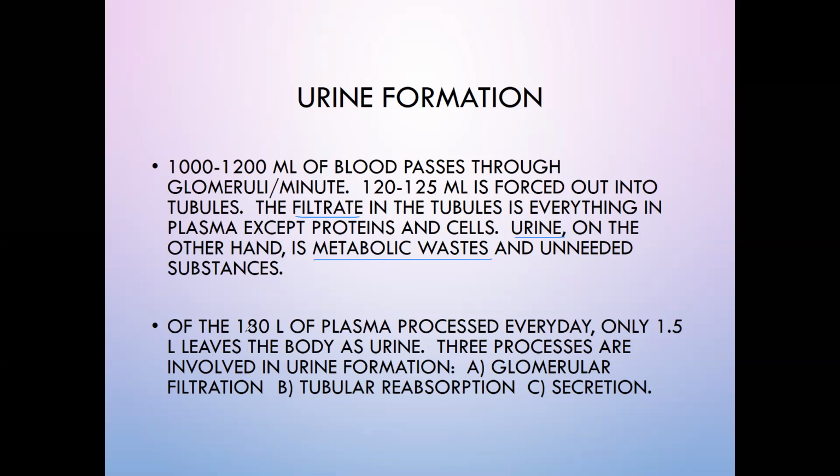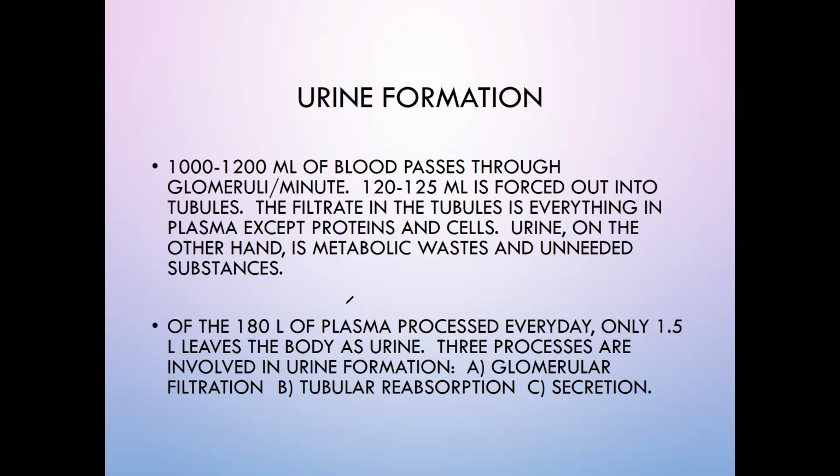If we're filtering 125 milliliters per minute, 180 liters of plasma will be processed every day. But look at that, just under 1%, about 1.5 liters, leaves the body as urine. Of the 100% of filtrate that we produced, 99% is reabsorbed, leaving 1% eliminated every day. The processes that allow this to happen are glomerular filtration, tubular reabsorption, and secretion.